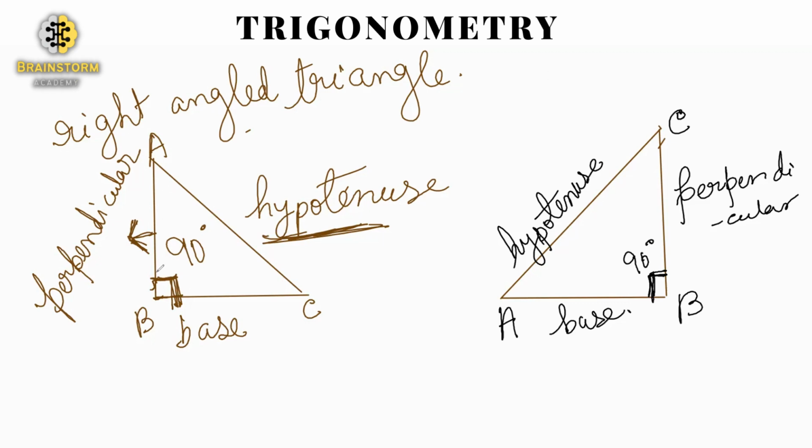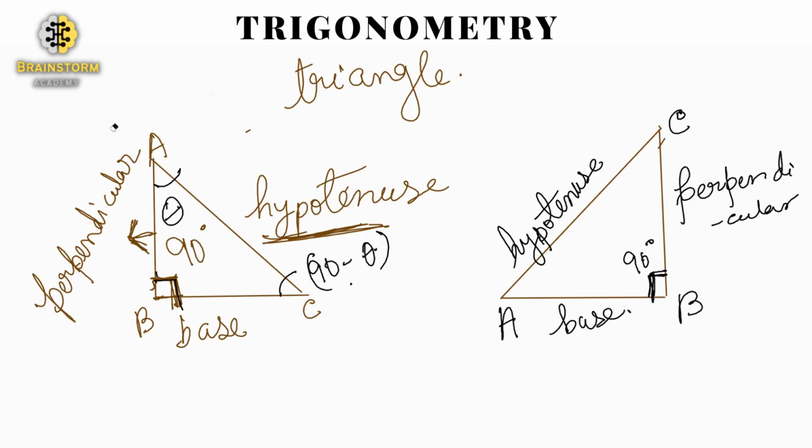Now, if one angle is 90, then let's take this angle to be theta. Then this angle has to be 90 minus theta, yes or no? Why? Because in a triangle, all the angles together make 180 degrees, correct? Okay, so just erasing that right angle part. It's not needed anymore.